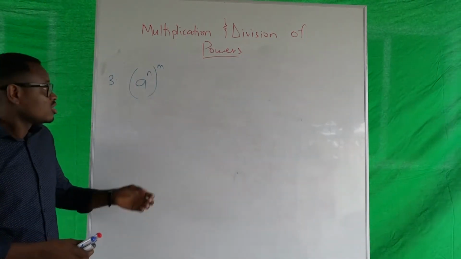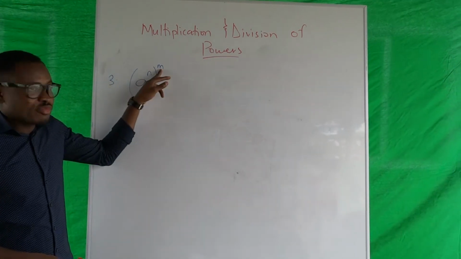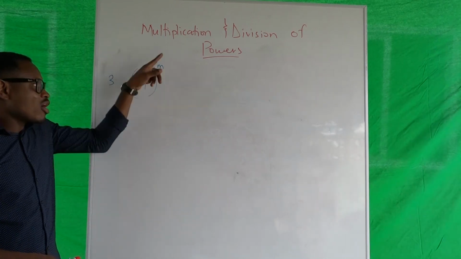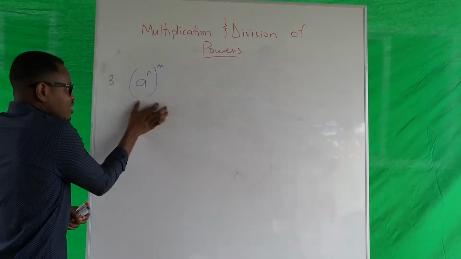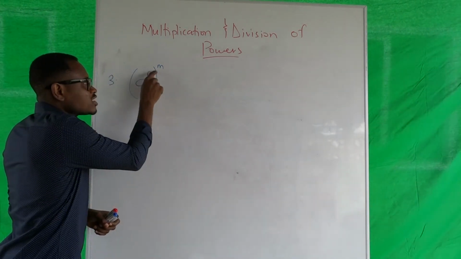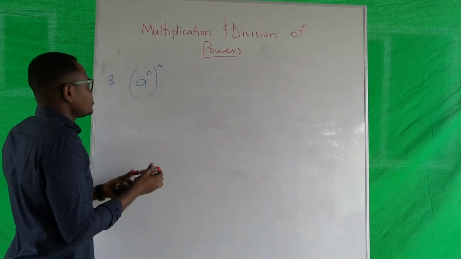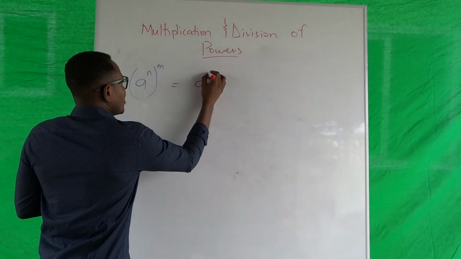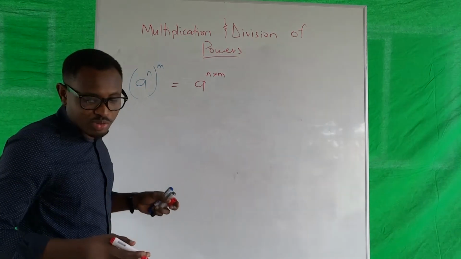Are you listening to me? Now we have (a^n)^m, all of this to the power m. Here you are raising a power to a power. The rule states that if you have something like this, you multiply the powers. So what do we have here? a raised to the power n times m. Fantastic. As simple as that.